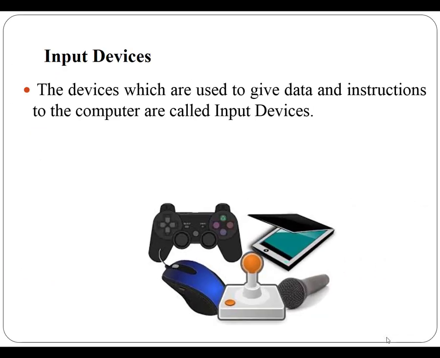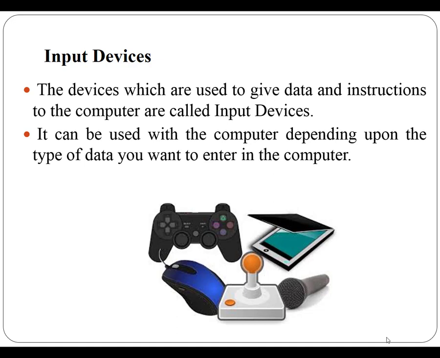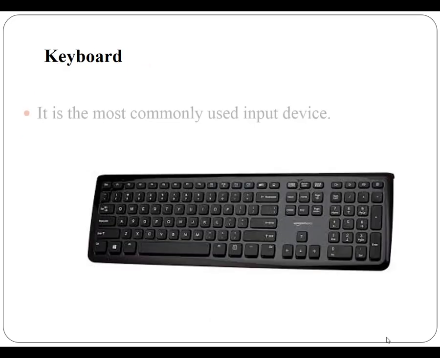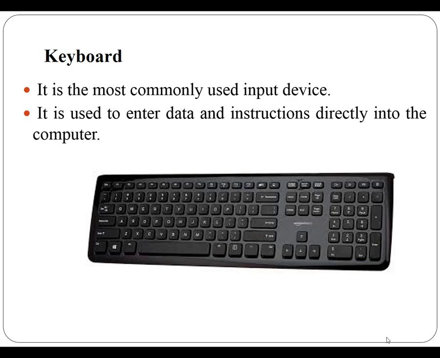The devices which are used to give data and instruction to the computer are called input devices. Various types of input devices can be used with the computer depending upon the type of data you want to enter to the computer. For example, keyboards, mouse, joystick, light pens. These are some input devices connected with the computer system. Let us discuss one by one. The keyboard is the most commonly used input device. It is used to enter data and instructions directly into the computer. There are 104 buttons on the keyboards which are called keys.